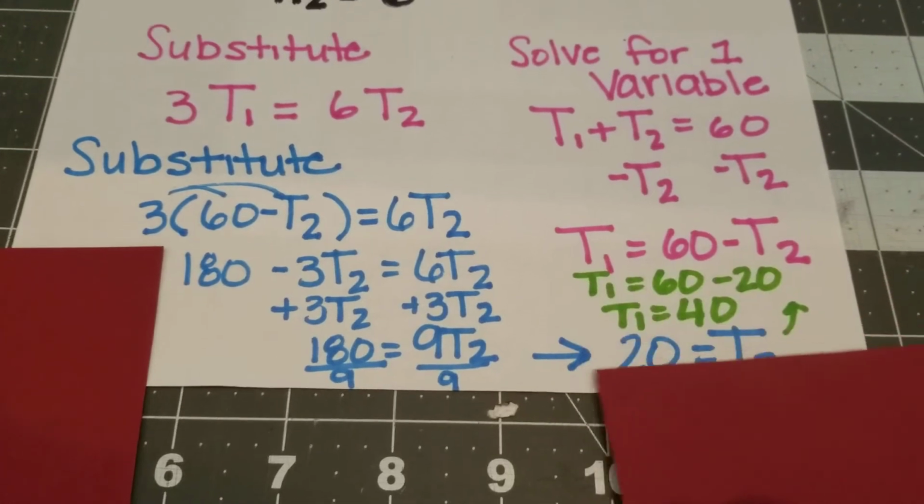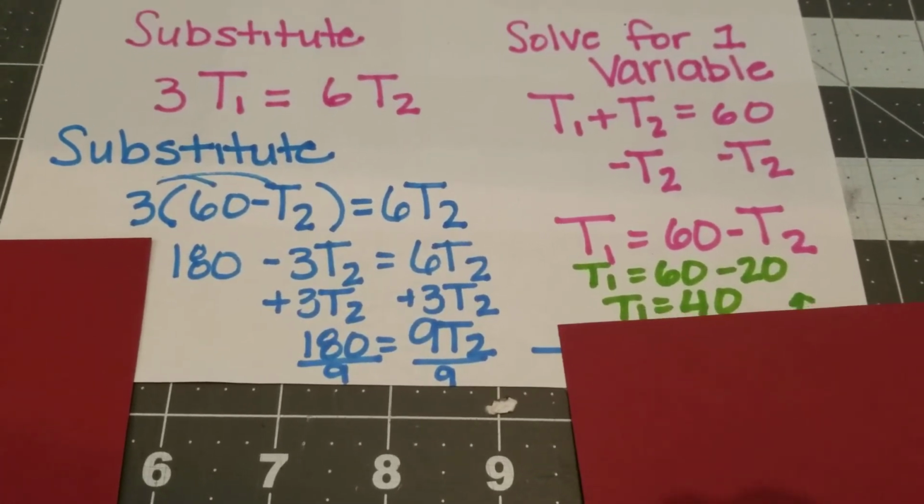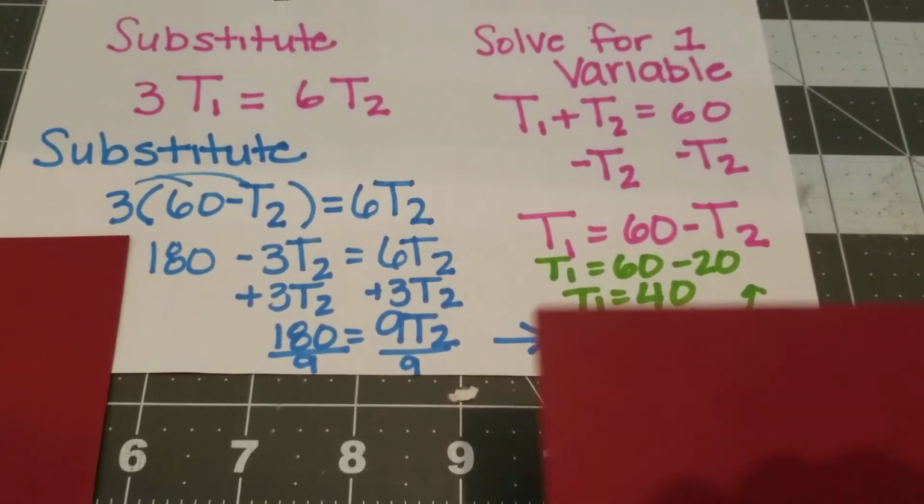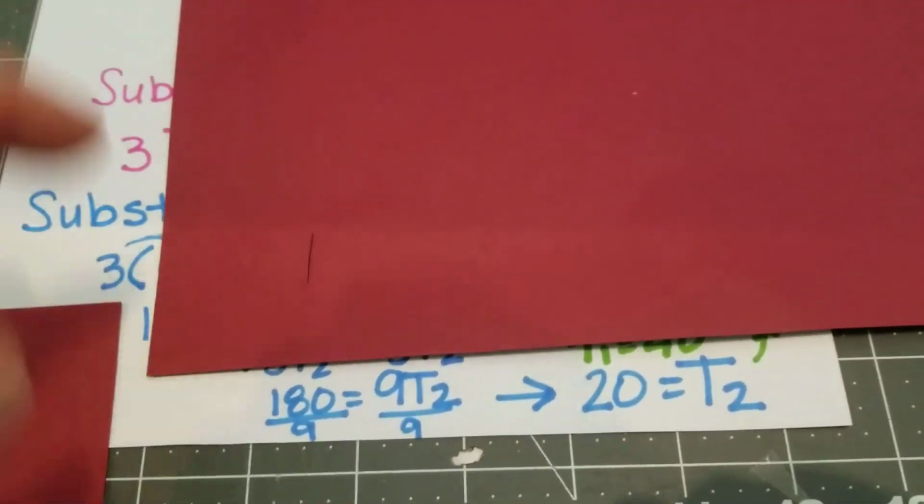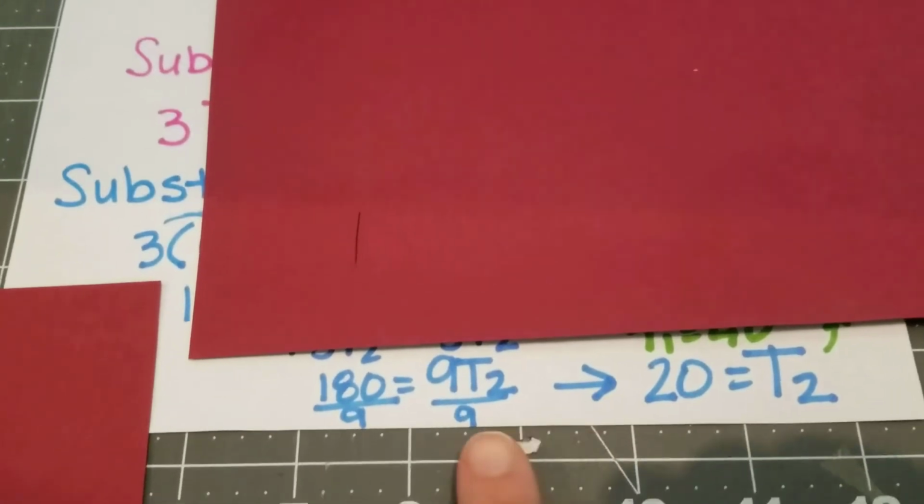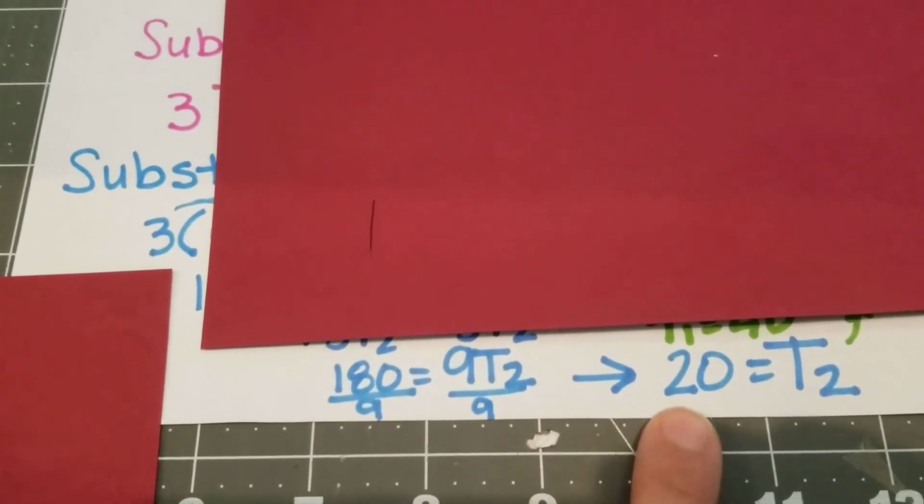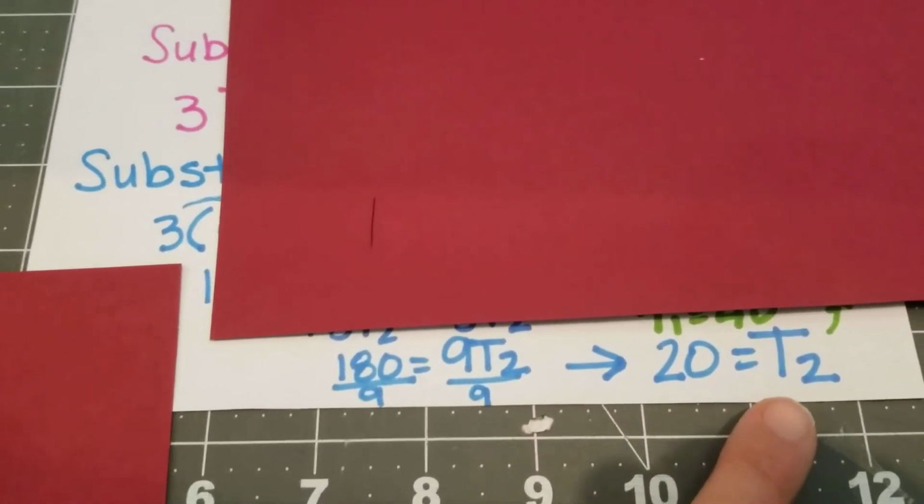Now I ran out of room and I had to bring it over here. A little bit of a mess going on. So I divided both sides by the 9 and I end up with 20 equals T2.